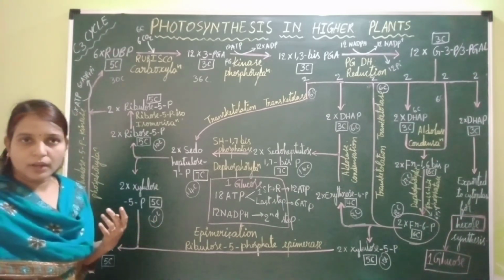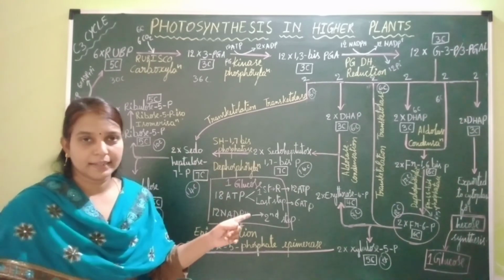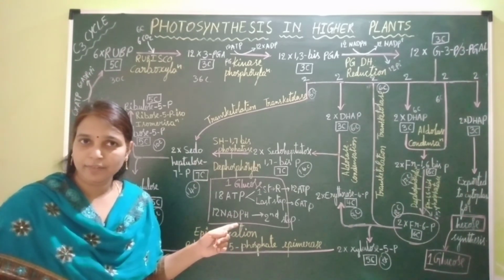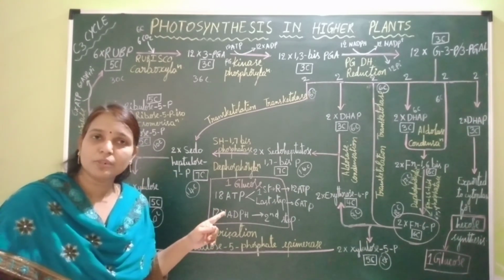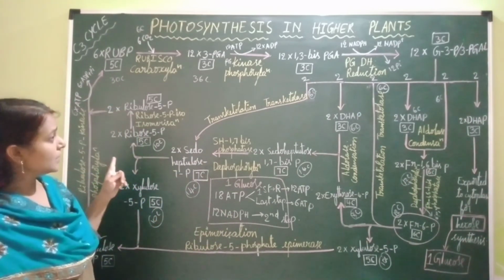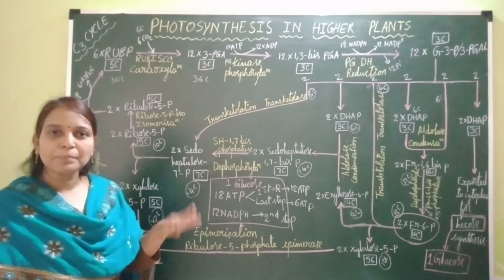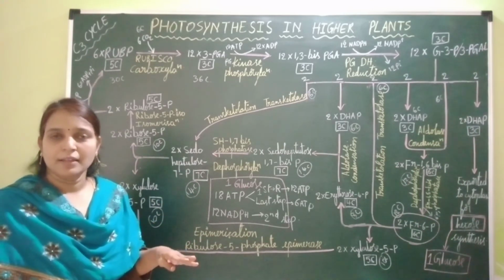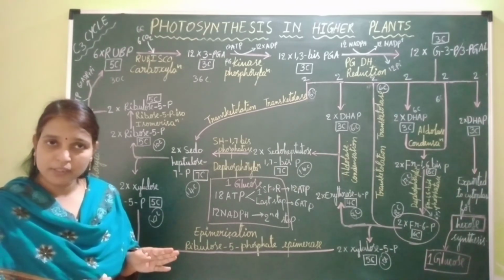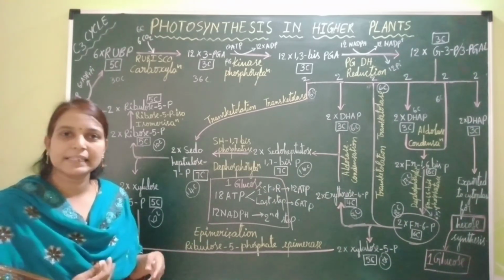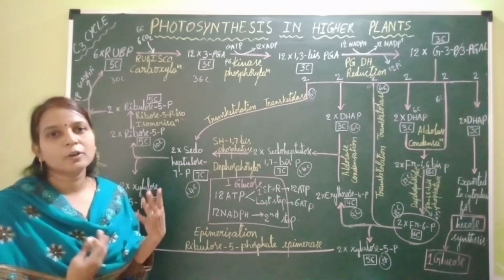In the next video, I will be starting with glycolytic reversal. What is glycolytic reversal? The intermediate, that is fructose 6-phosphate, which is formed during the regeneration of RuBP from G3P, can be withdrawn from this Calvin cycle and it can undergo breakdown through glycolysis for the release of energy if the cell is in need of energy. That is called glycolytic reversal.